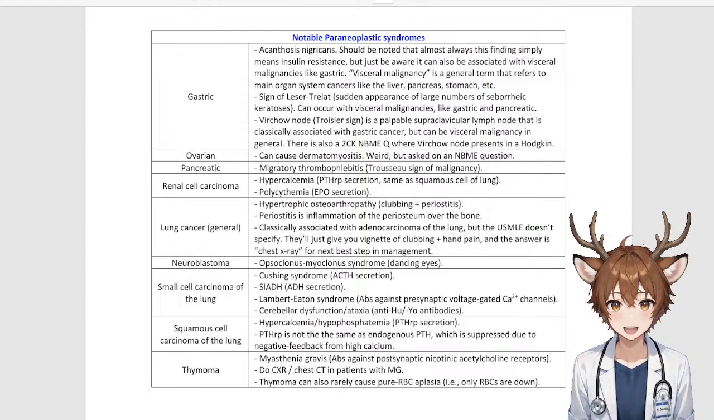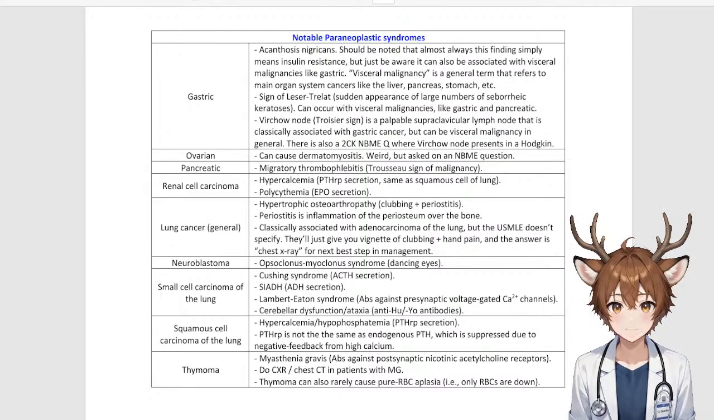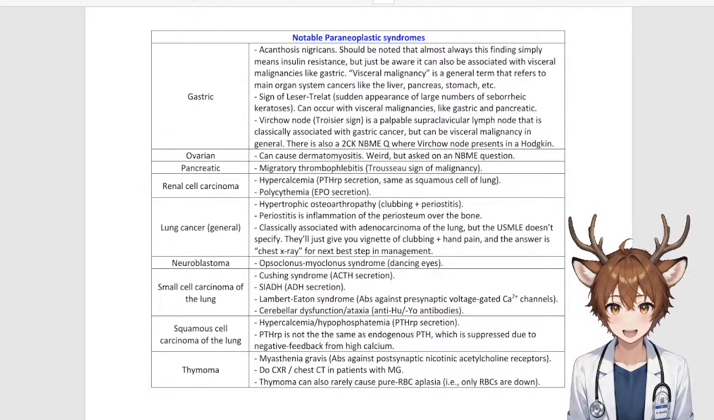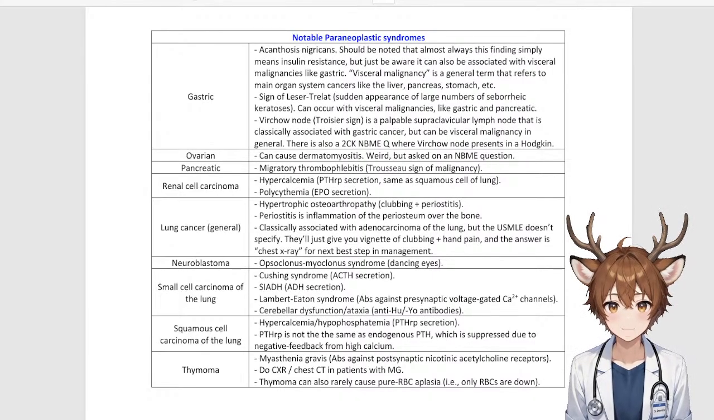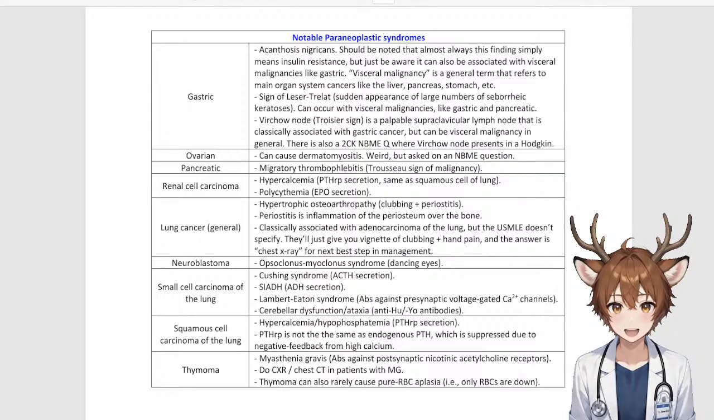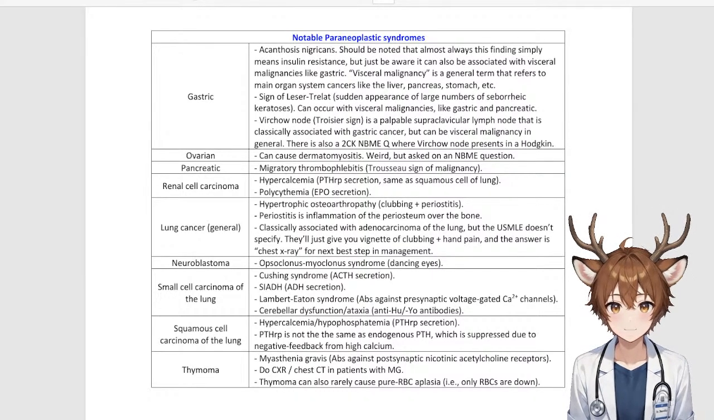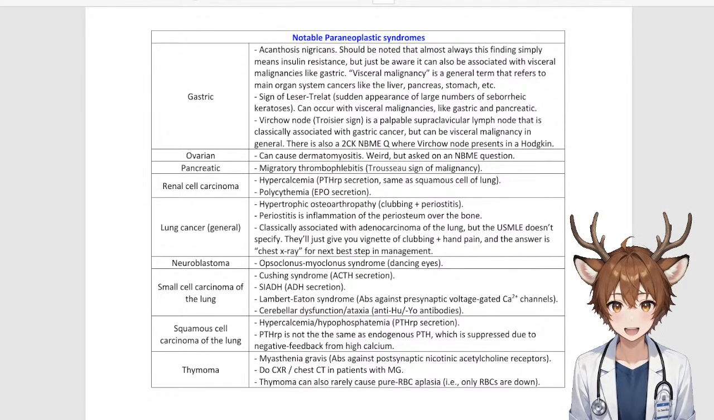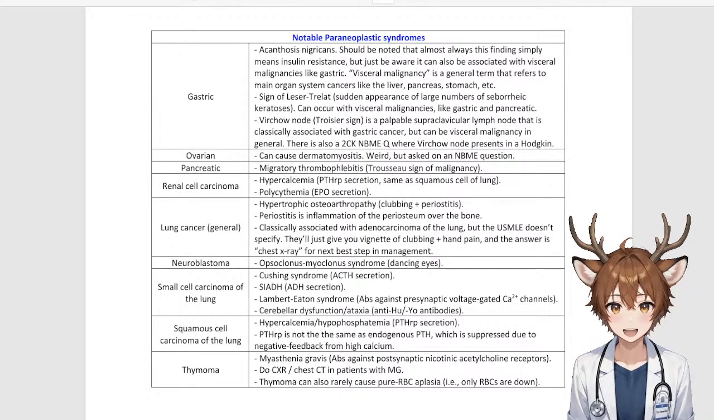Hypercalcemia, PTHrP, which is PTH or parathyroid hormone related protein secretion, same as squamous cell of the lung. Polycythemia, EPO secretion. Is that right? I checked this before, I believe that. I forgot which one was correct. PTHrP, related protein, yes. So where was I? Okay. Next one. Lung cancer general.